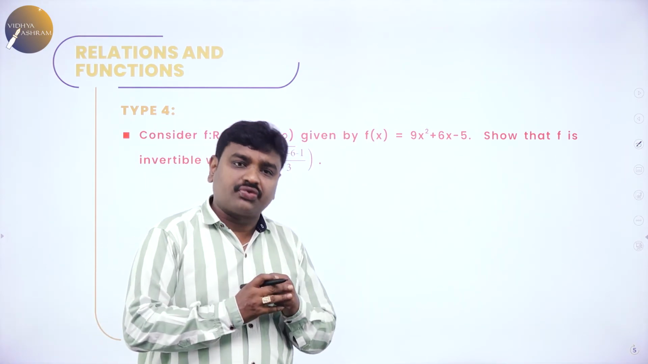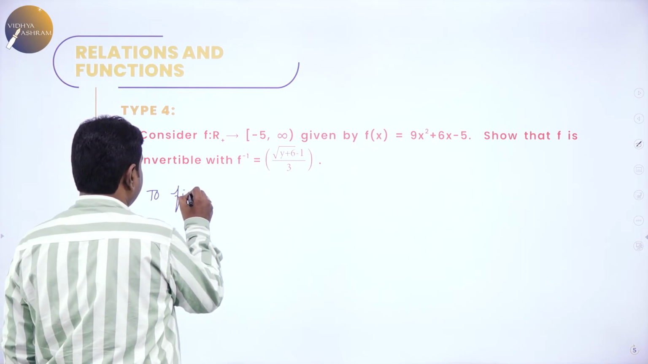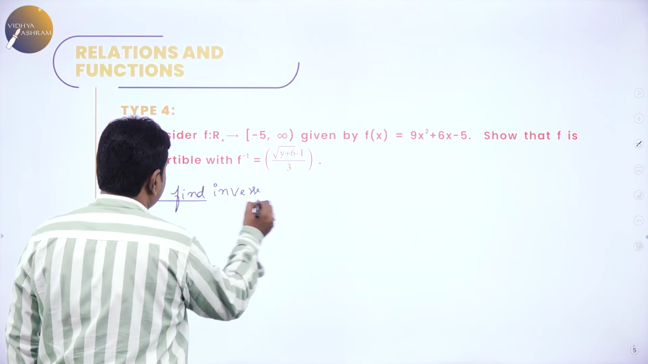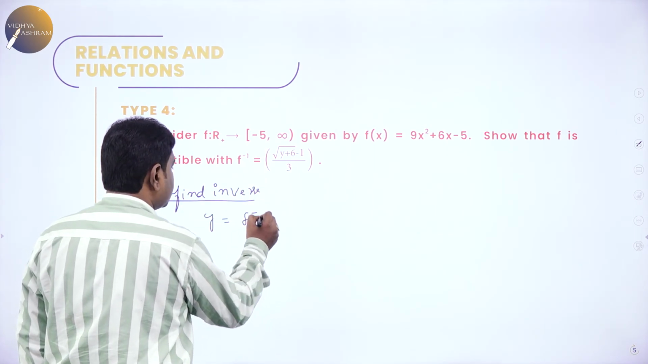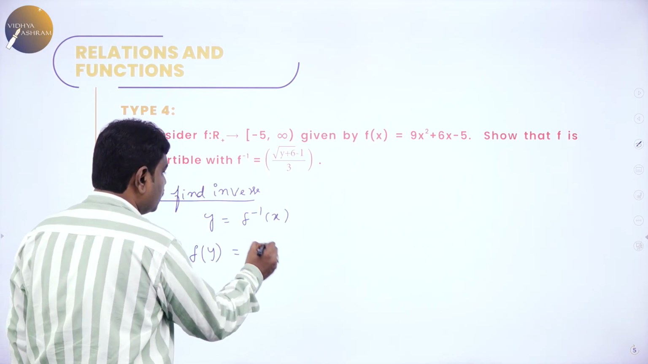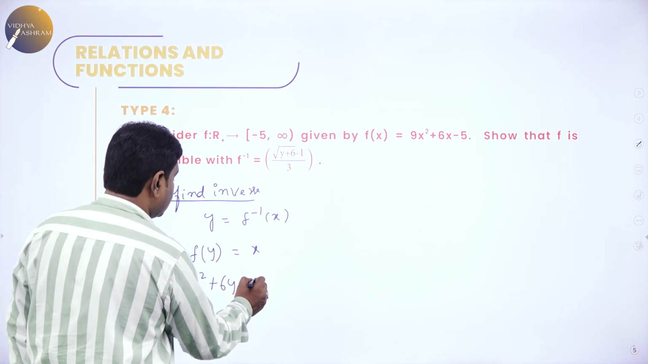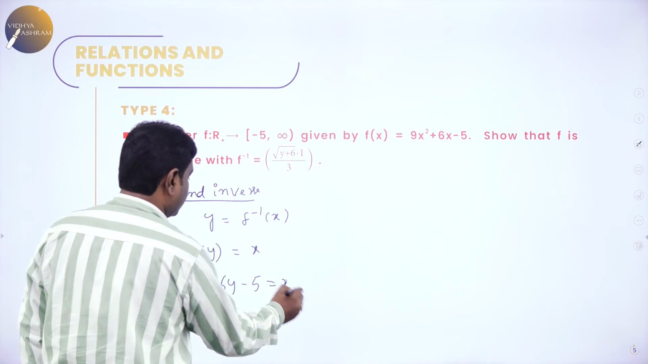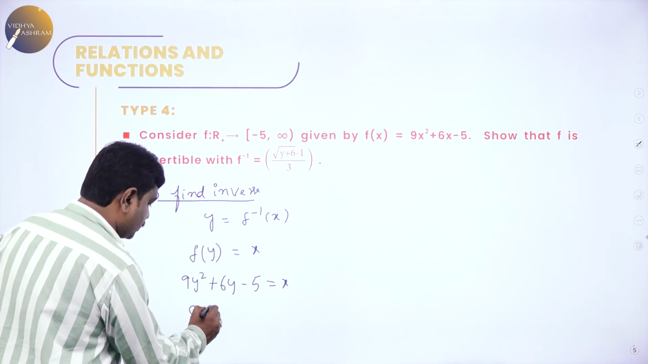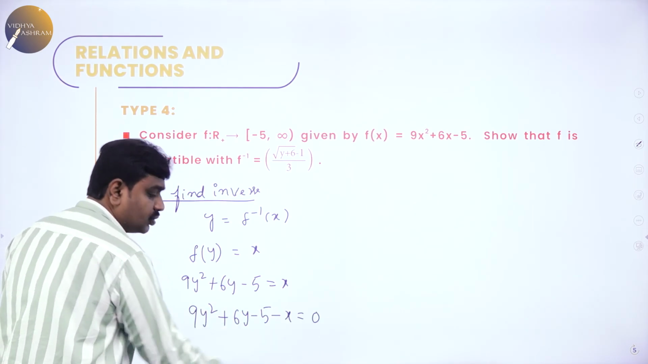Now last step is to find inverse. How to find inverse? y is equal to what? f inverse x. Rearrange. f of y is equal to x. What is f of y? 9y square plus 6y minus 5 equal to x. Further bring this to this side. So we will get 9y square plus 6y minus 5 minus x is equal to 0.